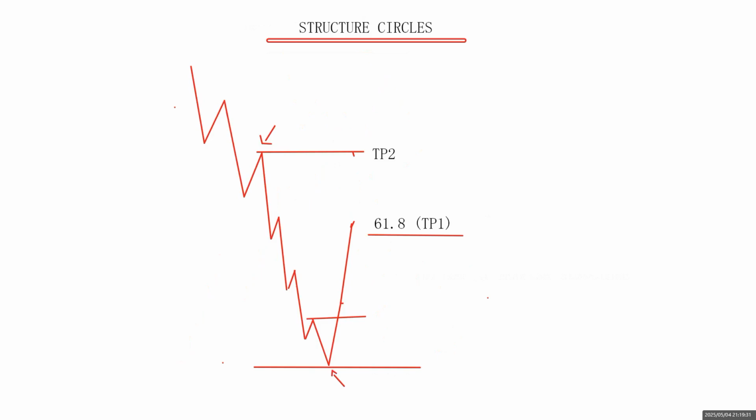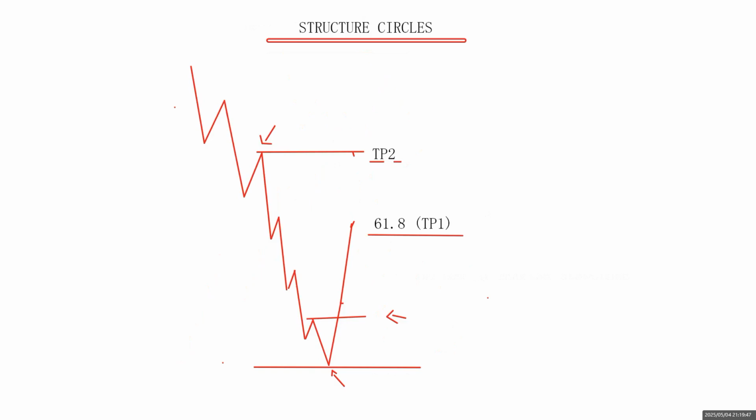Okay, we can see the break of structure here. This is where the break of structure happened. Then use your Fibonacci at the highest point of the broken structure circle to the lowest point of the broken structure circle. 61.8 is your TP1, then your TP2 is at the highest point of the broken structure circle.